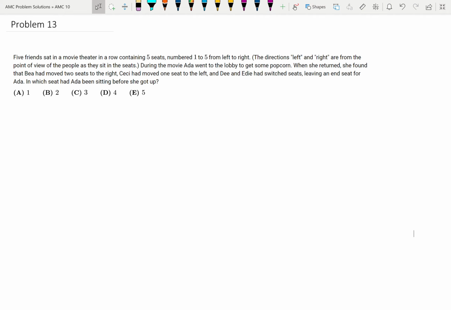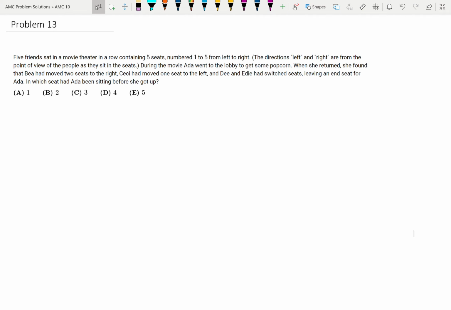When she returned, she found that B had moved 2 seats to the right, C had moved 1 seat to the left, and D and Edie had switched seats, leaving an end seat for Ada. In which seat had Ada been sitting before she got up?